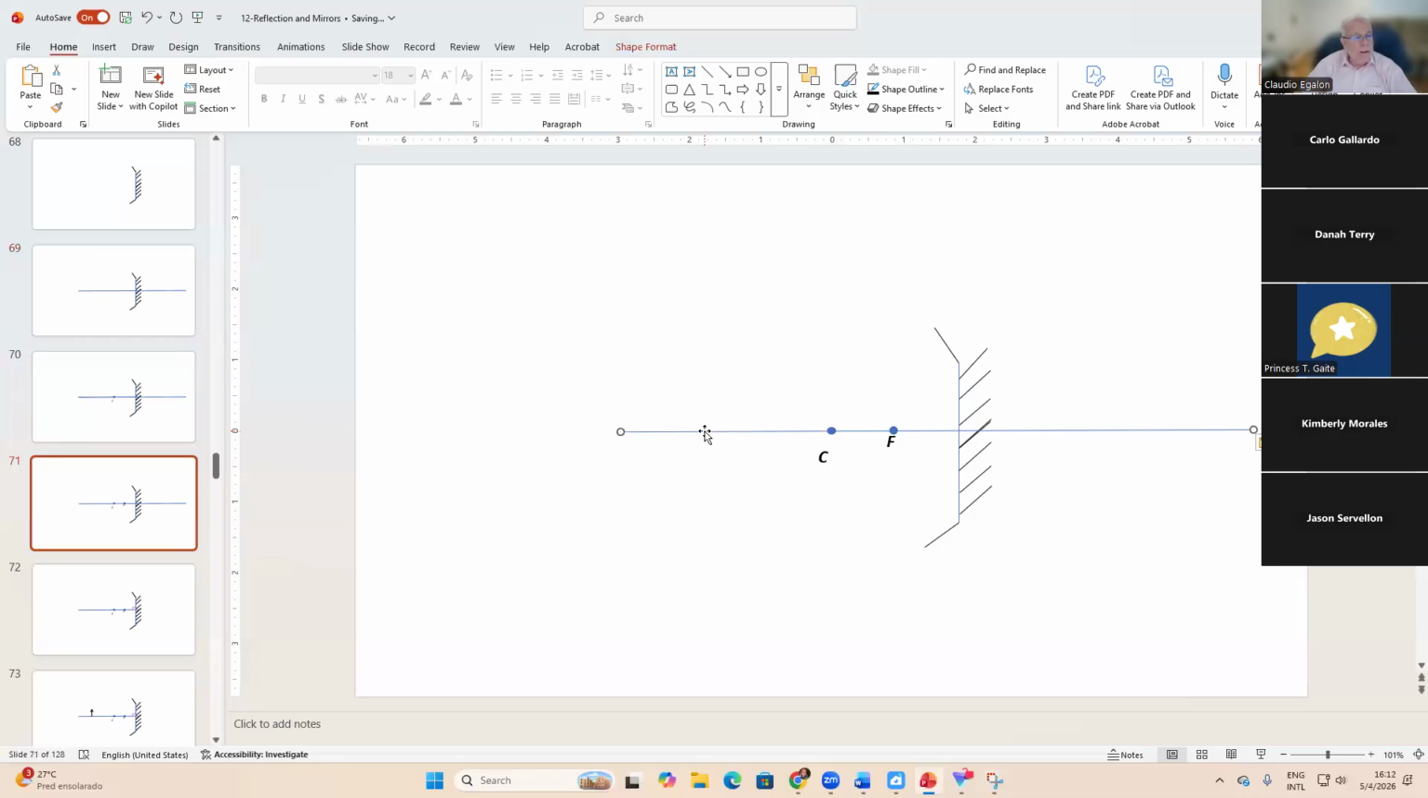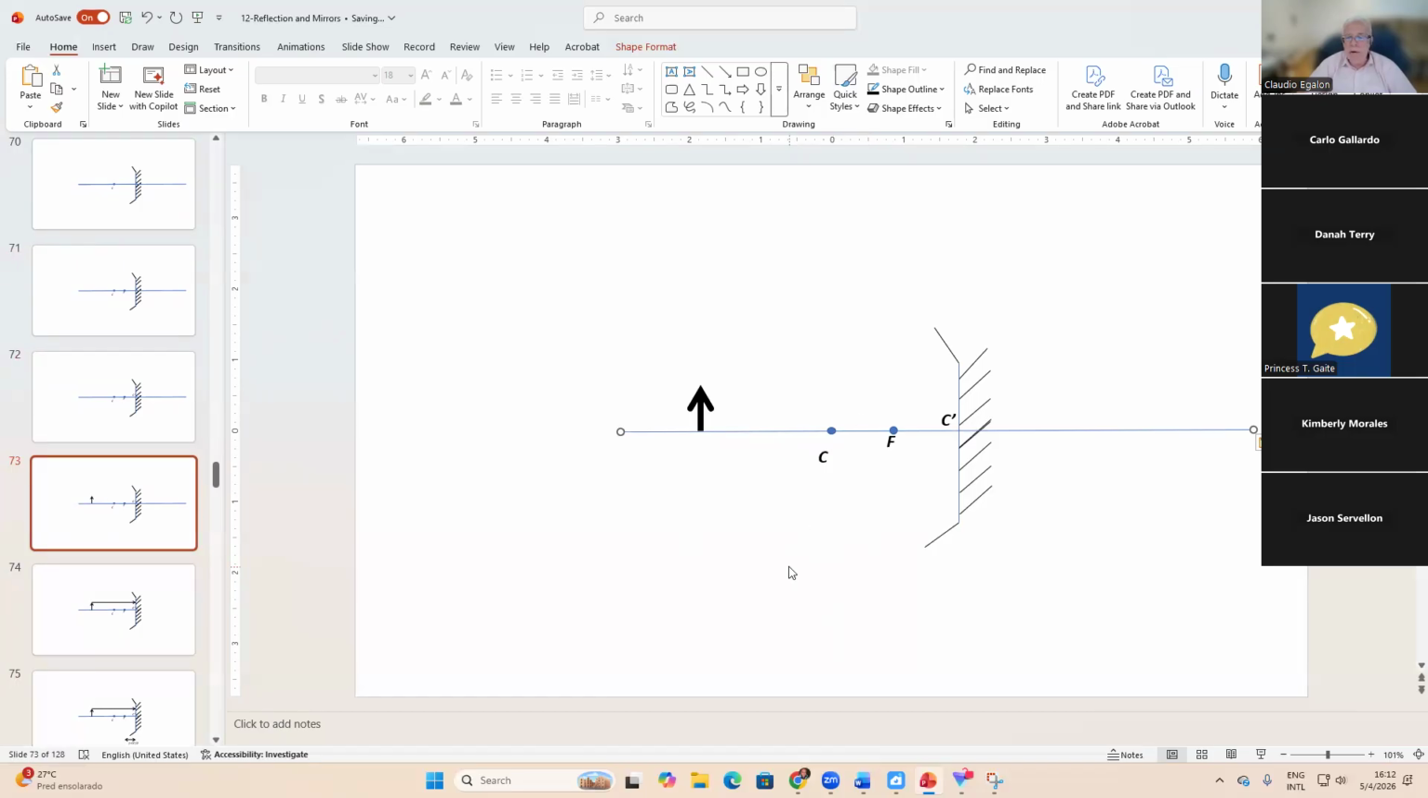We draw the center of curvature of the mirror and the focal point of the mirror. We draw the point C prime, that is the intersection between the principal axis of the mirror and the mirror itself. We draw the object. This object is now being drawn past the center of curvature.